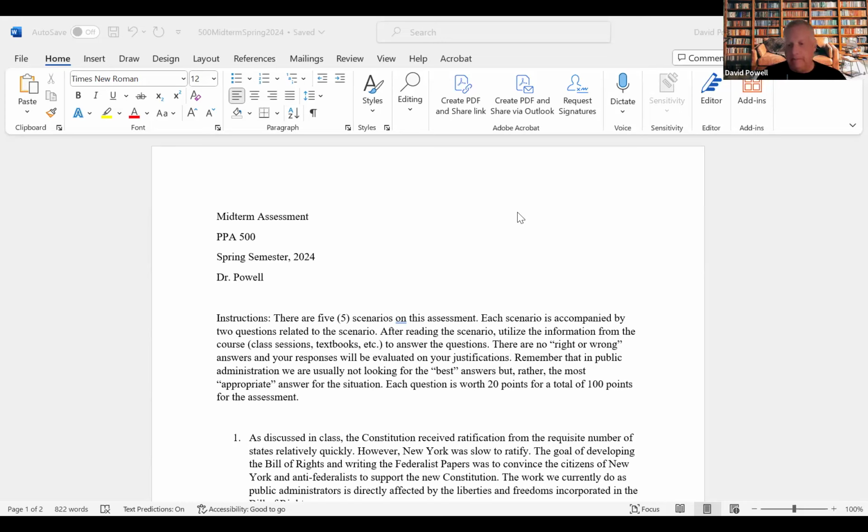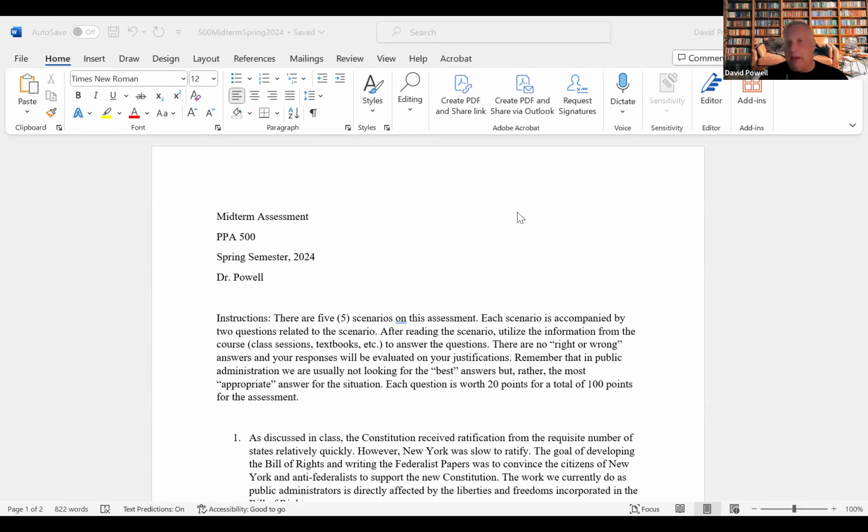Before I get into a discussion of the midterm assessment, just a quick reminder that you have Canvas essay number 3, which is coming due next week. Canvas essay number 3 takes the information we're covering tonight, looking at the differences and similarities between public and private organizations, and uses that as the basis for your Canvas essay.